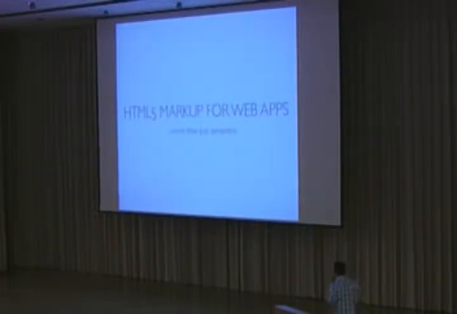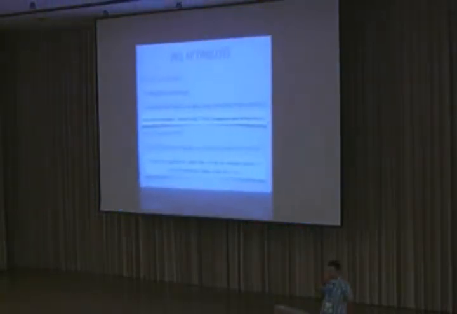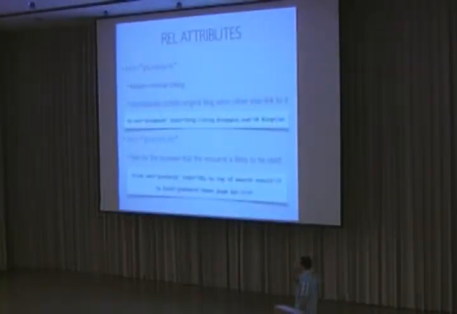So HTML5 markup, more than just semantics. My clicker doesn't work. So there's a couple of things you should be aware of in some of the semantics in HTML5. Two I just sort of realized myself are the rel. There's a couple new rel attributes. So the first is pingback, and the second is prefetch.